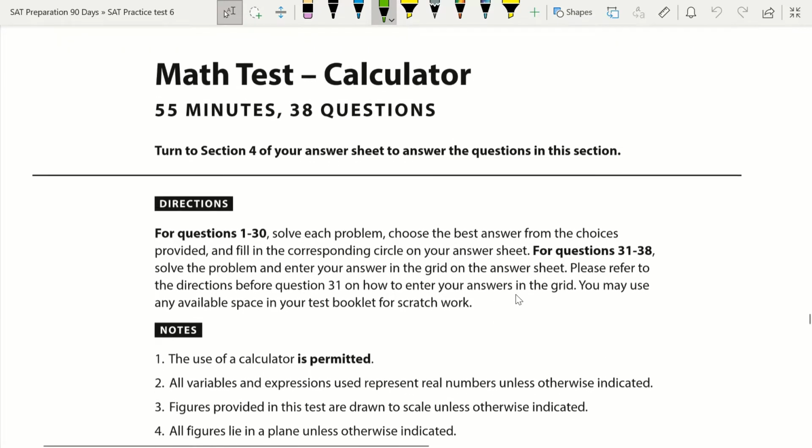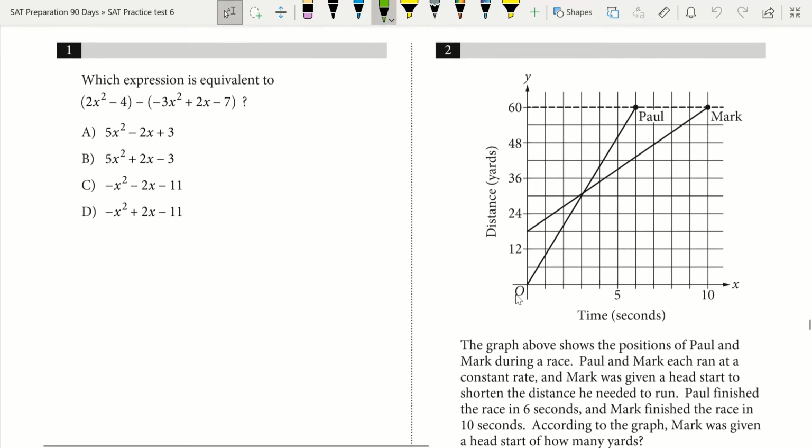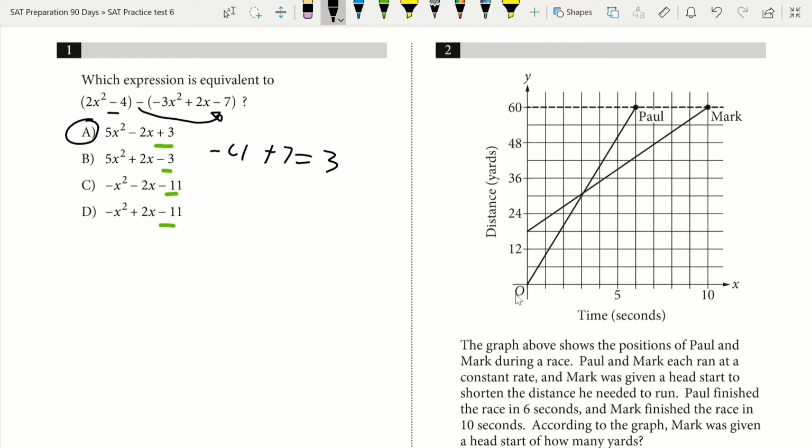Okay, so time starts now. Which expression is equivalent to 2x squared minus 4 and then minus all of this? First thing I'm going to check is the last term, because I see that we have a different last term in 3 out of the 4 options. So I'll look at my last term: minus 4 and then minus negative 7. That's going to be negative 4 plus 7, which gives me a 3 at the end. That's only option A, so number 1 has to be A.